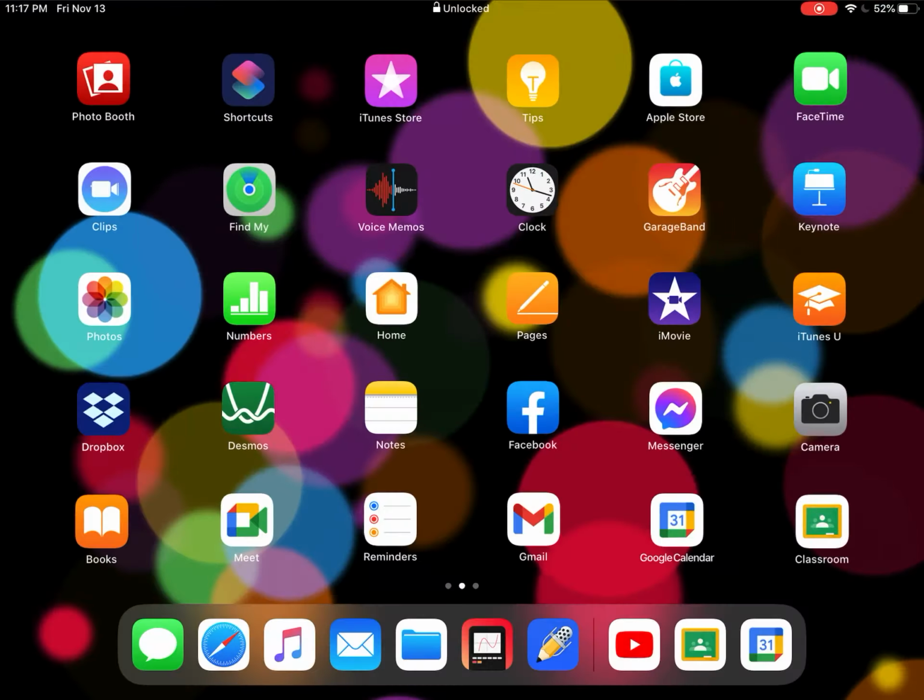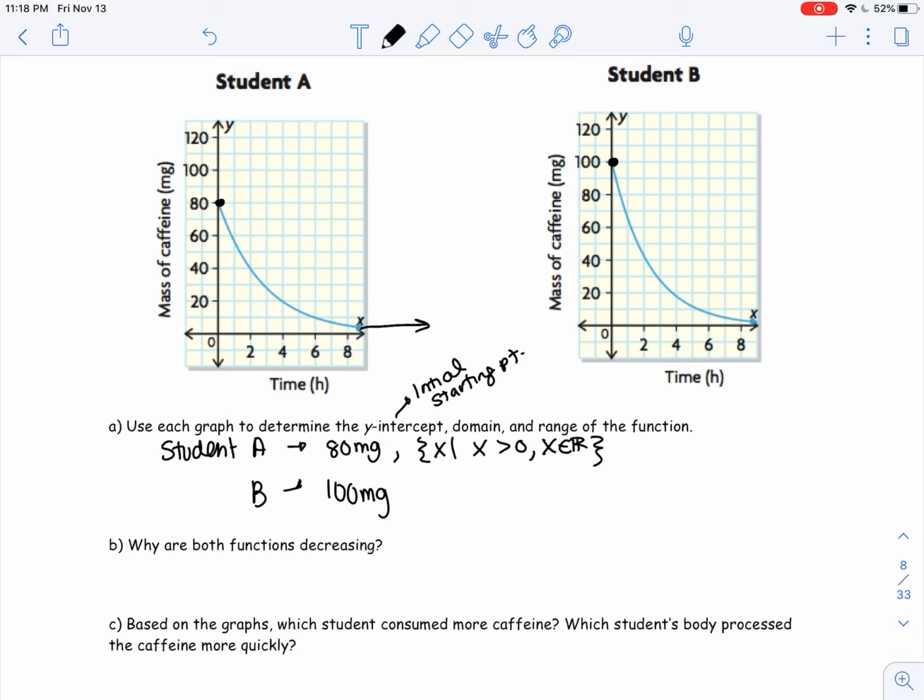For the other one, we can see that the smallest time that we have is 0, and it keeps going. This graph keeps going here, and this graph continues this way. So we don't know how long it's going to take for that caffeine to completely exit their body. So we're just saying that time is greater than 0. If we want to be fully accurate, I'm going to do one more adjustment. Time is in hours. We can use the variable x, since they use x and y, so we're good. Student B will have the exact same thing: x such that time is greater than 0, x ∈ R.